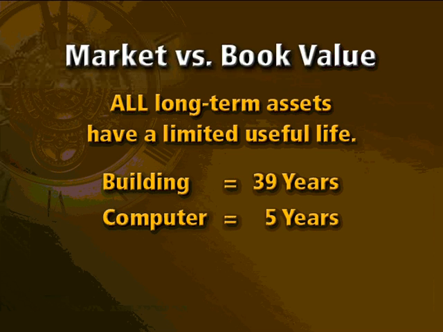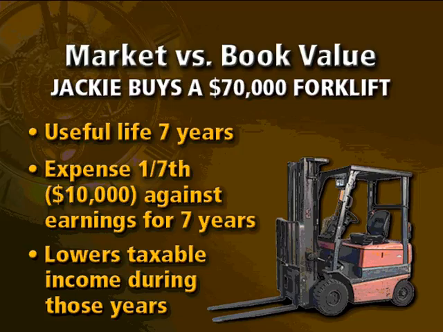All long-term assets have a limited useful life, whether you're buying a building, which has a very long useful life, or a piece of machinery, which has a shorter useful life. A building might have an estimated useful life of 39 years, while a computer might have an estimated useful life of 5 years. When a company purchases a long-term asset, it has to sit down to determine what its estimated useful life will be. There are certain IRS guidelines as to what is permissible, but there is some flexibility.